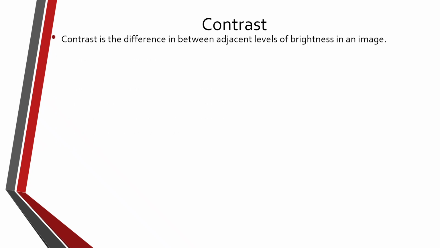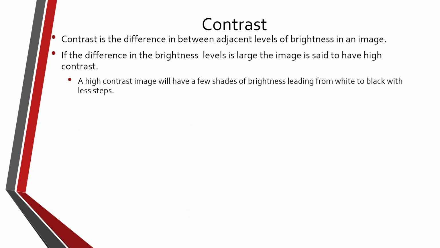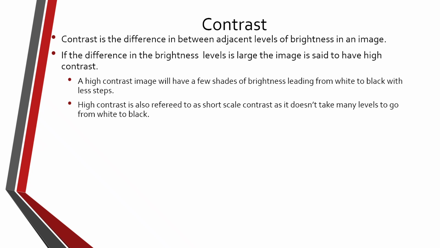Contrast is the difference between adjacent levels of brightness on an image. If the difference in the brightness levels is large, the image is said to have high contrast. A high contrast image will have a few shades of brightness leading from the white to the black. So from the very white to the black, there are very few shades of brightness in a high contrast image, and we would say that's with fewer steps.